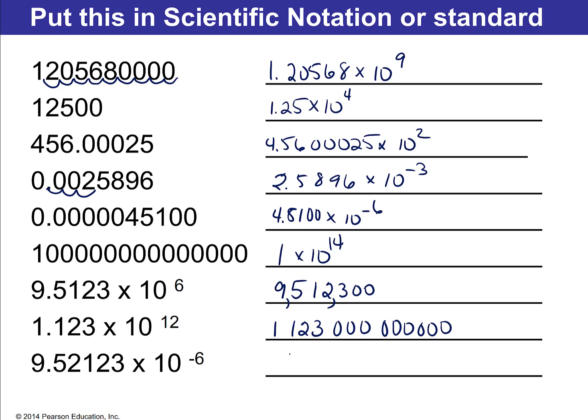And then this last one. So this last one, which way are you going? To the left. Yeah, because it's a negative exponent, make sure you start off with your numbers over. Slide them over when you go to draw them because you're going to have to put 5 zeros in front of the 9 to move that decimal place -6.